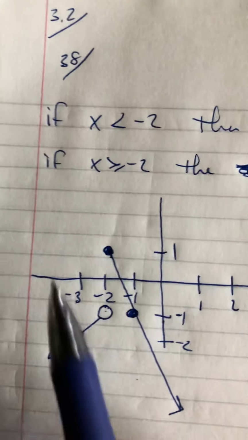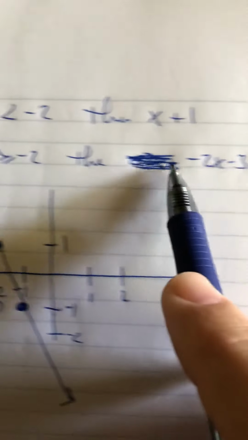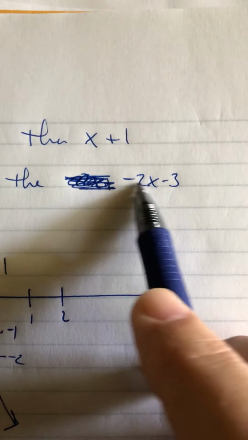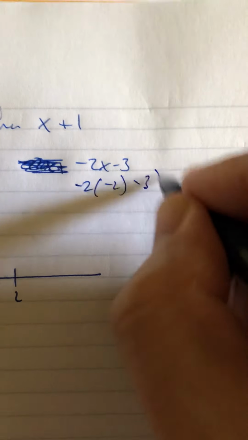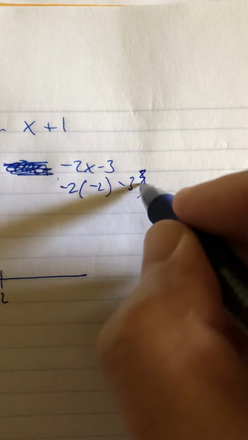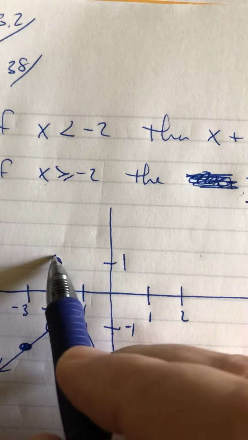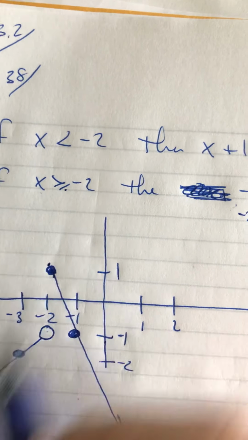So here's what we do. Let's start with the boundary. If I take -2 and I plug it into its appropriate function, I get -2 times (-2 minus 3). So that becomes a 4 minus 3, which is a 1. So at the ordered pair (-2, 1), because it includes the -2, I'm going to put a solid dot there.